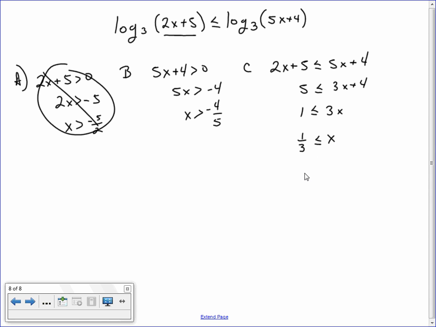Let's flip this around to compare it to these. X must be greater than or equal to 1/3. Once again, I don't need this one, because if it's greater than 1/3, it's naturally going to be greater than -4/5. That's the end of today's lesson.